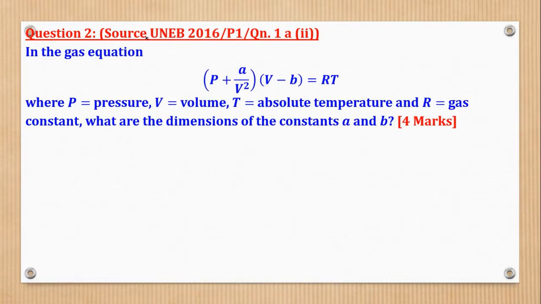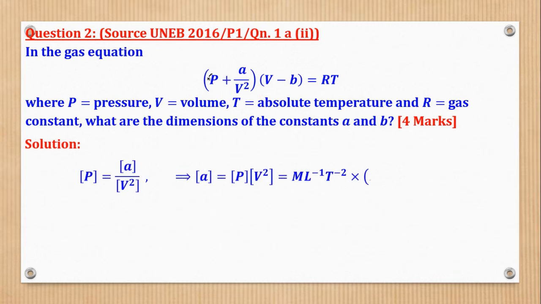Question 2 came from UNEB 2016, paper 1, question 1A, and it says, in the gas equation, P is the pressure, V is the volume, T is the absolute temperature, and R is the gas constant. What are the dimensions of the constants A and B? So you still use the same concept. As long as two quantities are added, they have the same dimension.